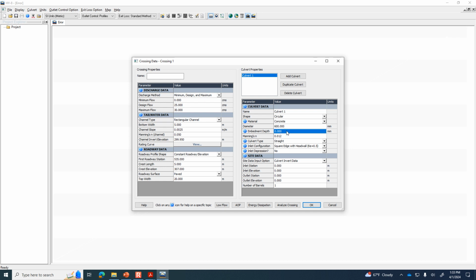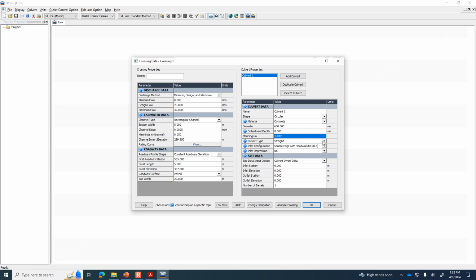Leave the embedment depth at 0. I'll tell you later about what that means. The Manning's n here of 0.012 is picked based on the fact that we selected concrete. If you change to a different material like galvanized steel, then it would have a different n value. But you can overwrite it if you happen to know, for example, maybe it's broken concrete that's rough, and so you could adjust the n value appropriately. Okay, the culvert is straight.